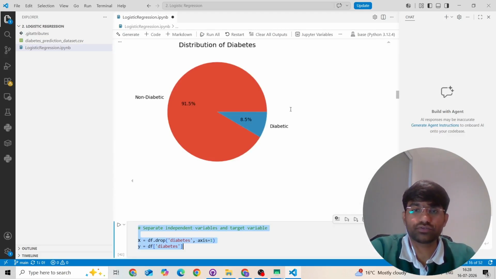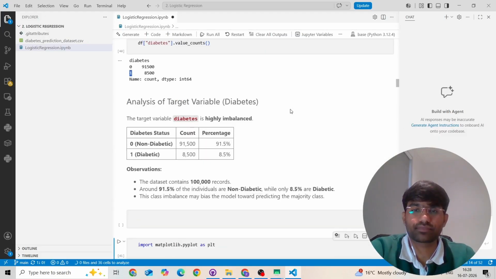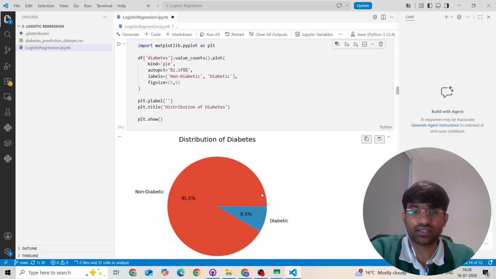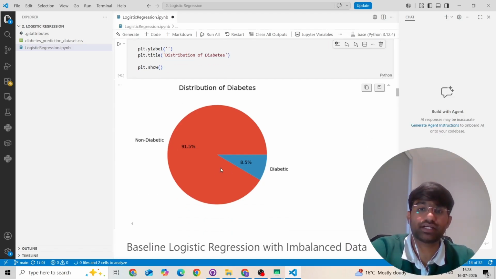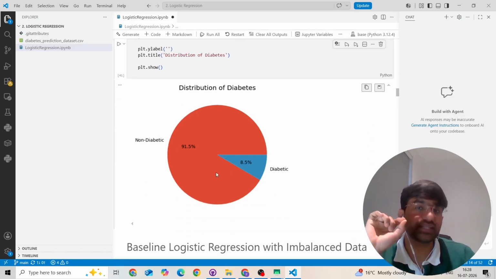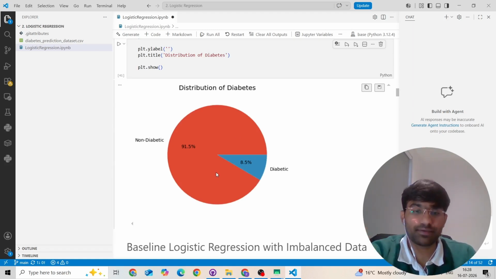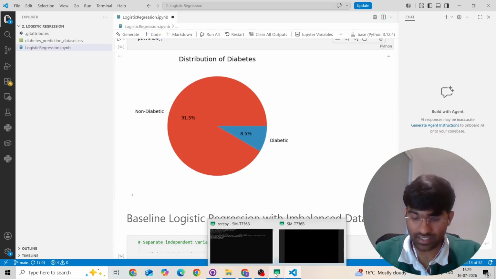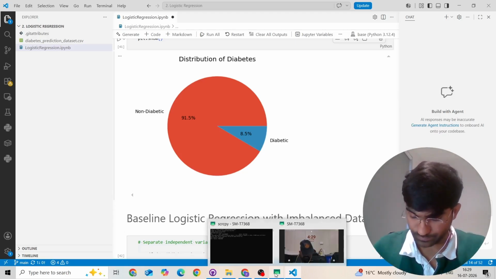I have also plotted a pie chart here, which clearly demonstrates our data is imbalanced. So we have to deal with this data. If there is imbalanced data, we have to handle it. So how to handle this imbalanced data? What is the process for handling imbalanced data?